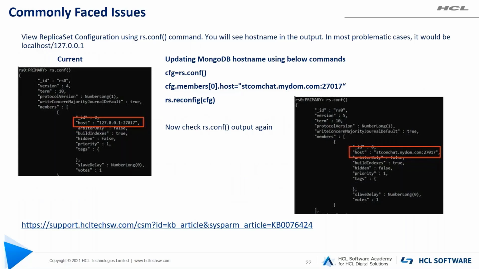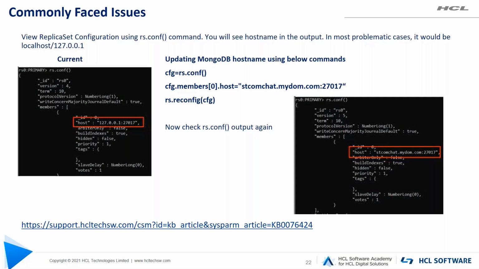Here you can see that, first of all, you need to see the replica set configuration using the rs.conf command, and notice the hostname as seen in the screenshot. In most cases, it would be localhost or an IP address or the localhost IP address. You can update the hostname using the commands given on the slide, and these commands won't give you any output as long as the commands are correct and accepted. So these are the commands: cfg = rs.conf(). This will start the configuration for the replica set.